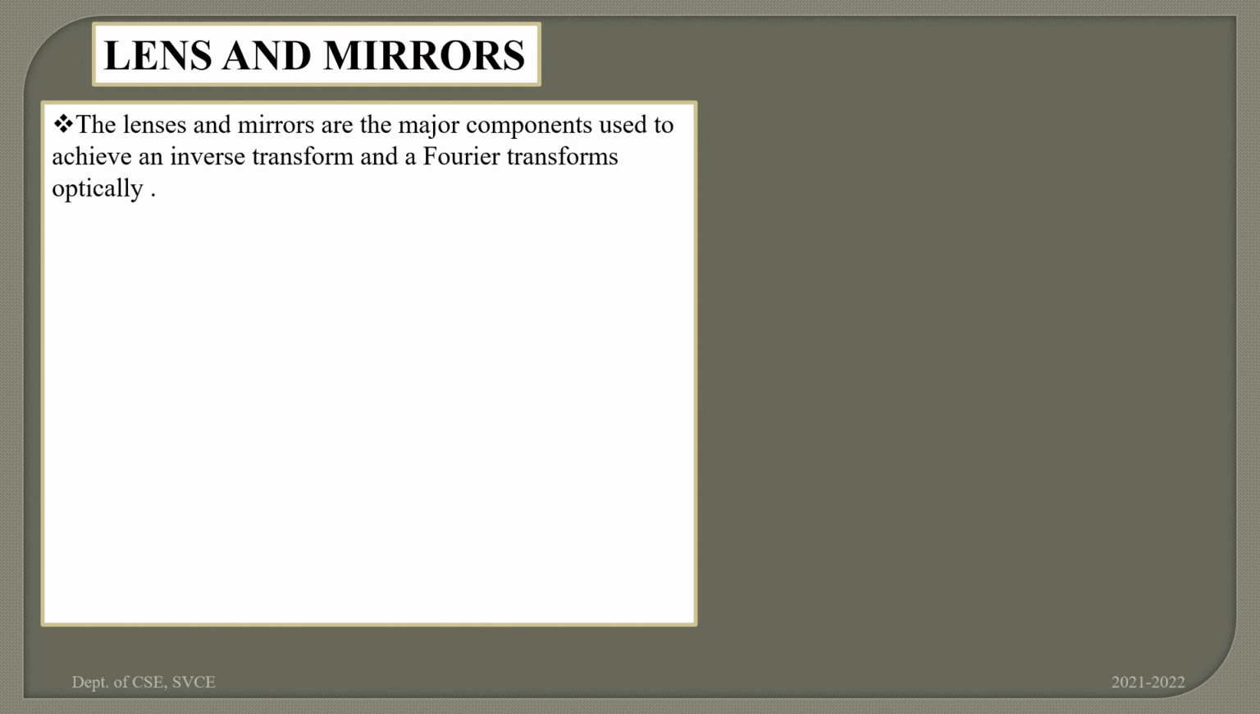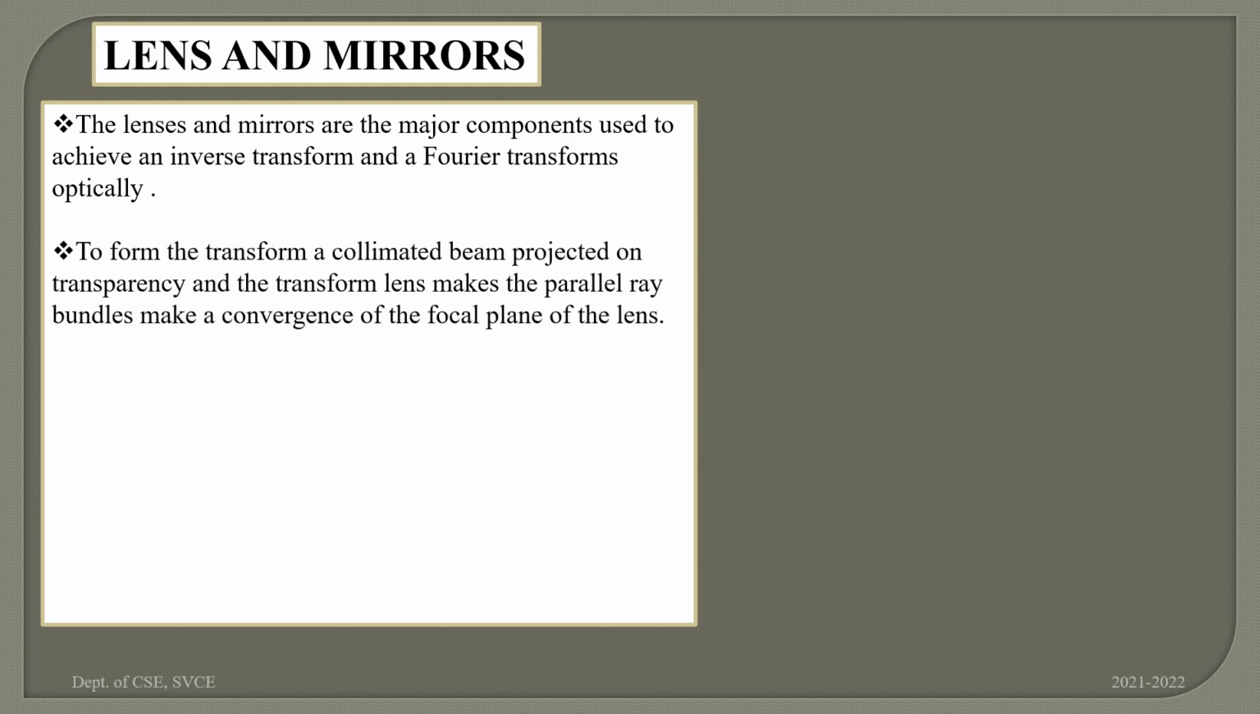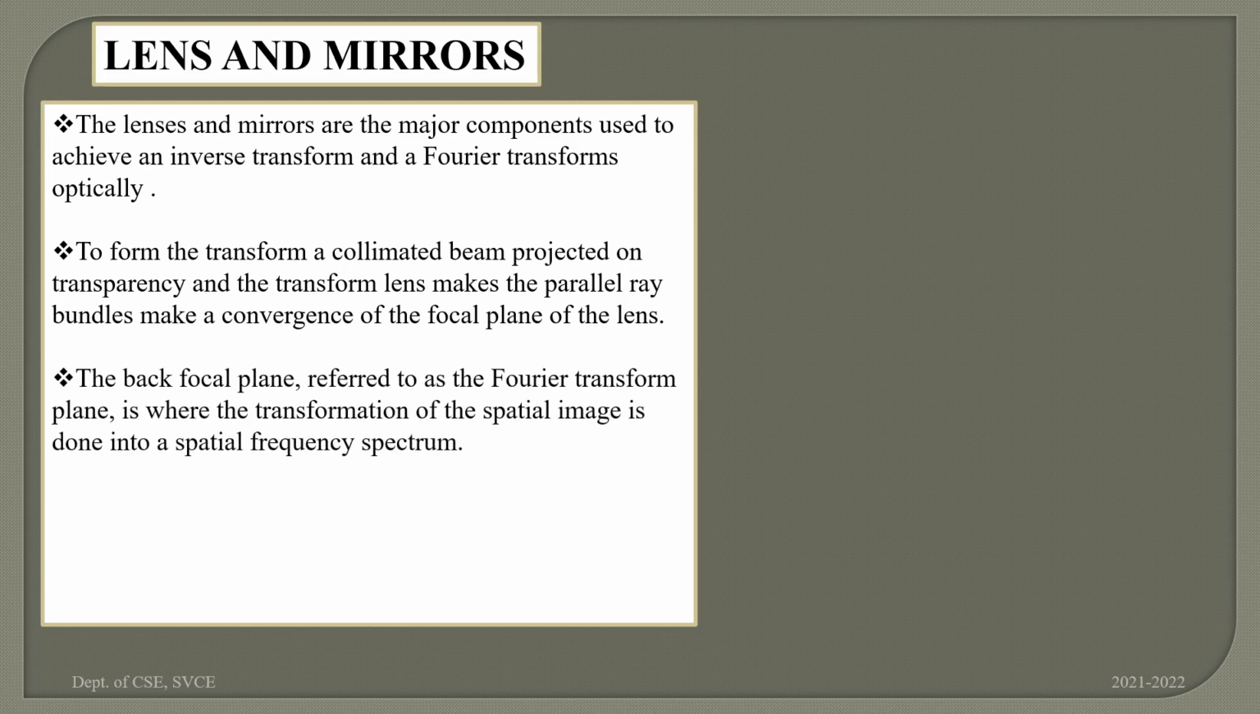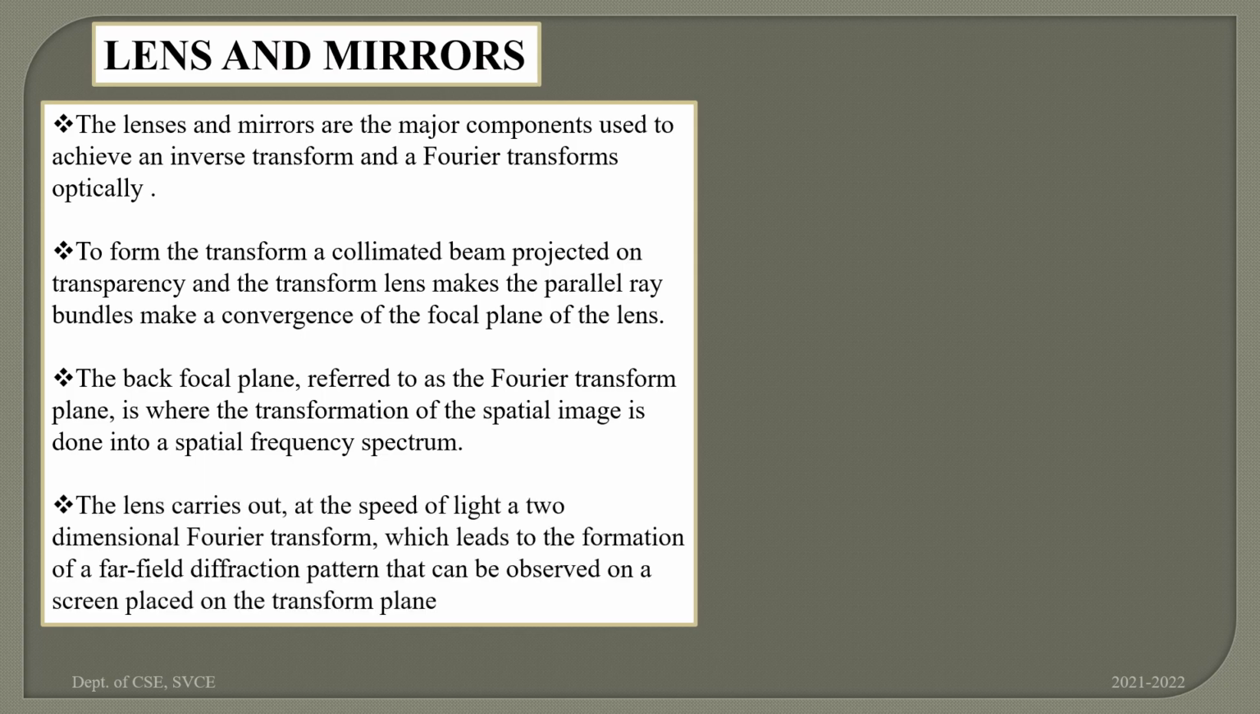This slide is about lens and mirrors. The lenses and mirrors are the major components used to achieve inverse transform and the Fourier transforms optically. To form the transform, a collimated beam is projected on a transparency, and the transform lens makes the parallel ray bundles converge at the focal plane of the lens. The back focal plane, referred to as the Fourier transform plane, is where the transformation of the spatial image is done into a spatial frequency spectrum.